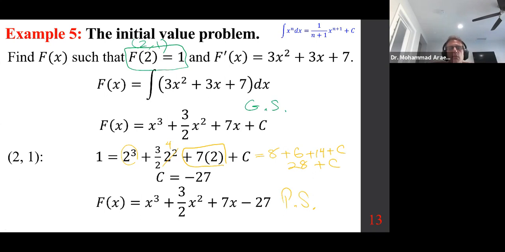So the moment we hear initial value problem, it simply means integrate or anti-differentiate and then use your algebraic techniques. This uses algebra class to finish the job and find the missing constant.